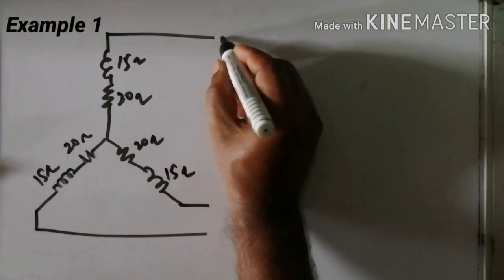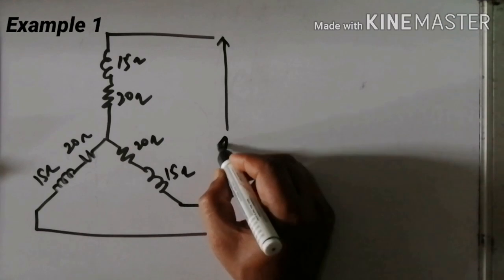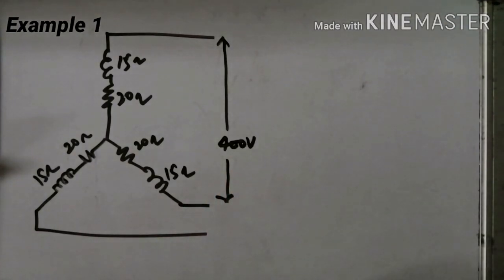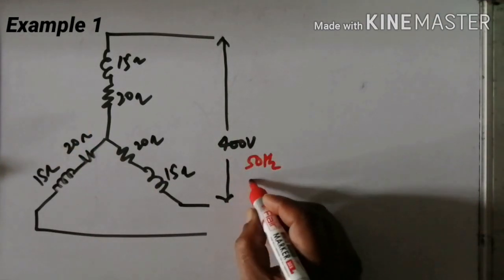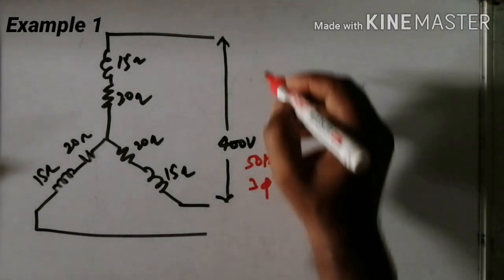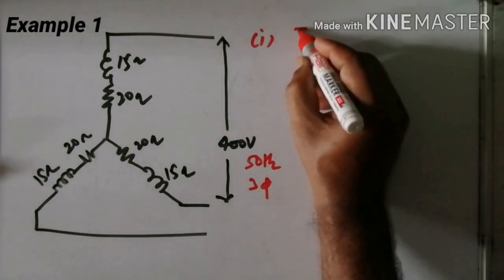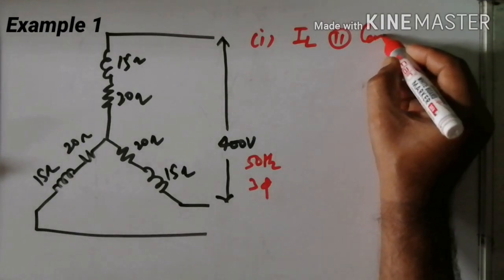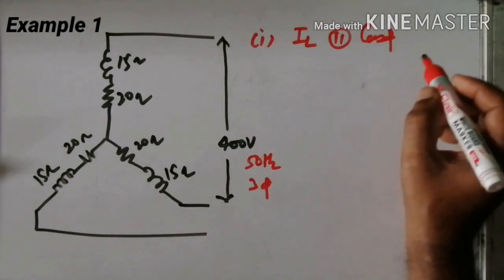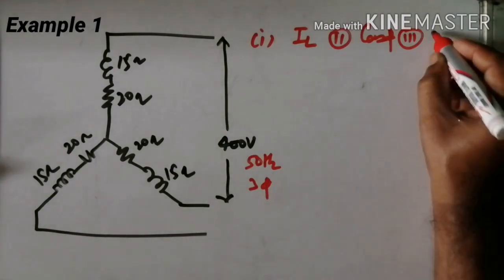Voltage across this is given to you, it is 400 volt. And this load is connected across 400 volt 50 hertz 3 phase supply. Calculate number 1 line current, number 2 power factor, and number 3 power supplied by the source.